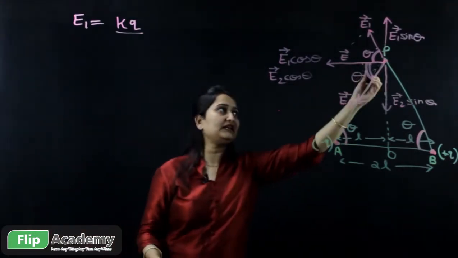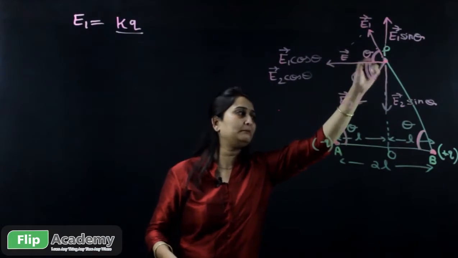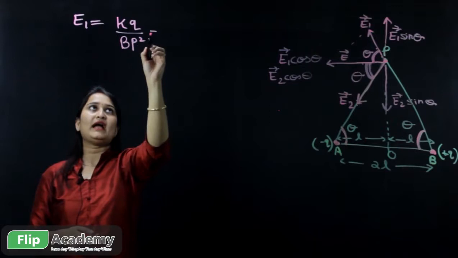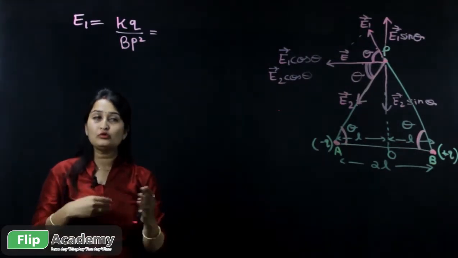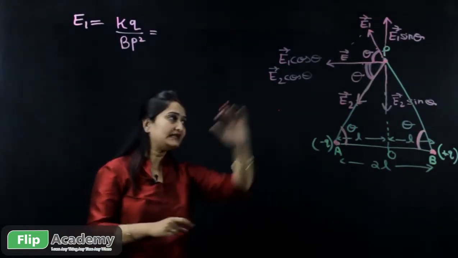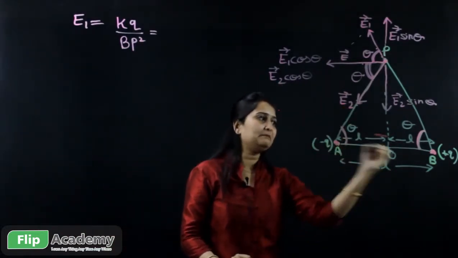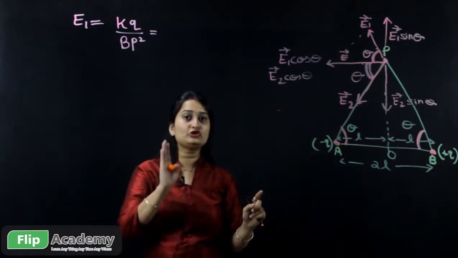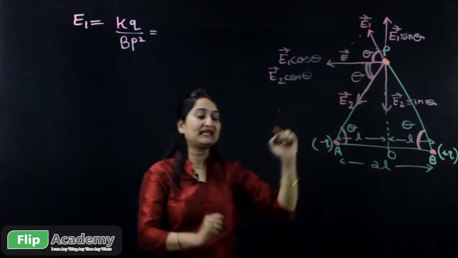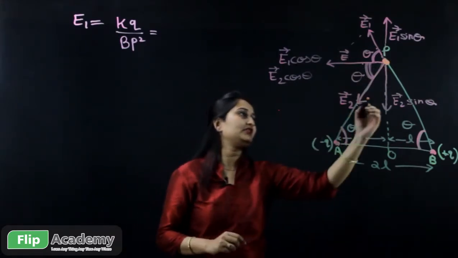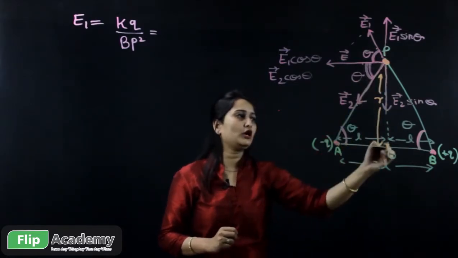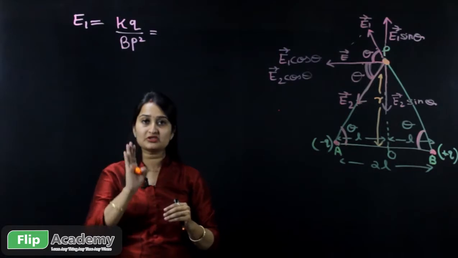In the case of E1, R is the distance between point P and point B. So we can write it as BP square. Now we have to work out how to find this BP. Let's again move on to the diagram. In this diagram, you can see that AB is given as a total distance, that is 2L. And this point P is at a particular distance from the electric dipole, and this distance is given by small r, that is OP.